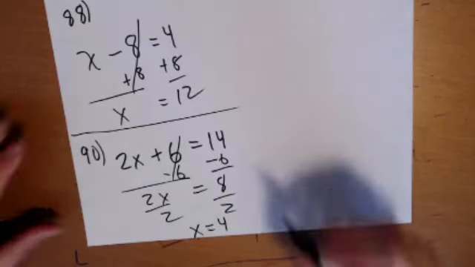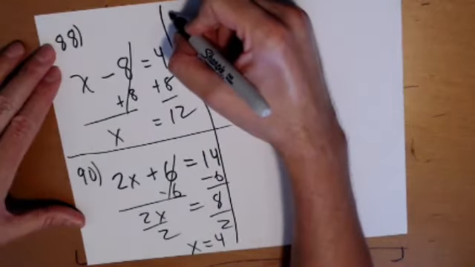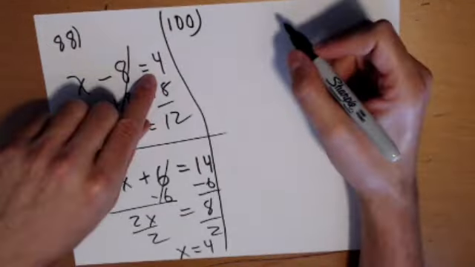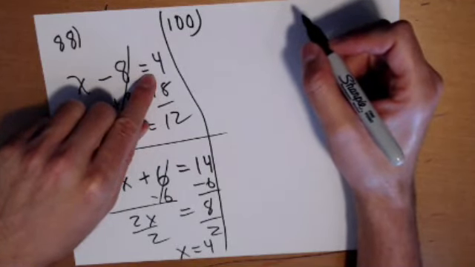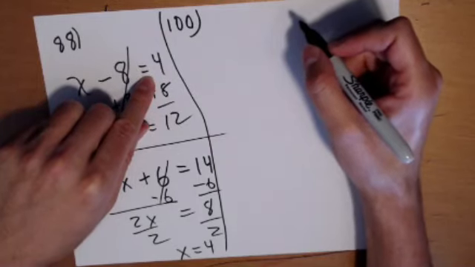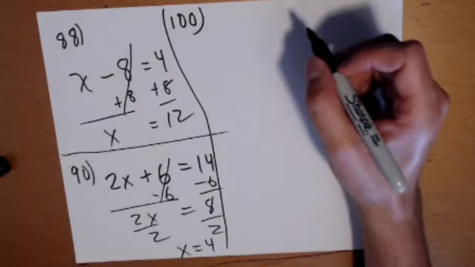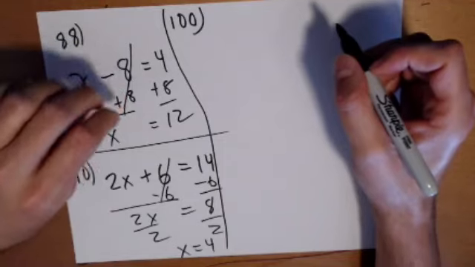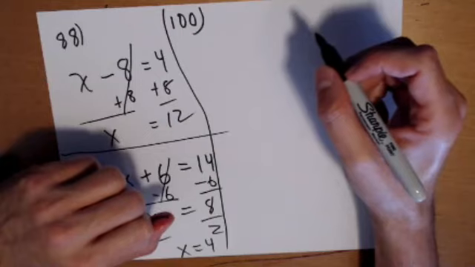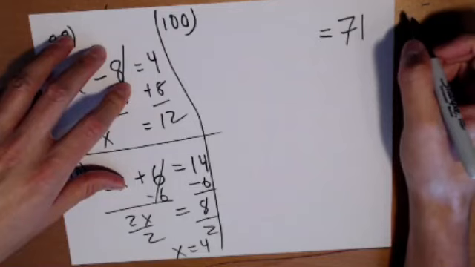Okay. I didn't look at these problems ahead of time, so maybe I might get stumped. Let's hope not. Let's try number 100. One number is 11 less than another. If their sum is increased by 8, the result is 71. What the? One number is 11 less than another. If their sum is increased by 8, the result is 71. Okay, that makes sense.